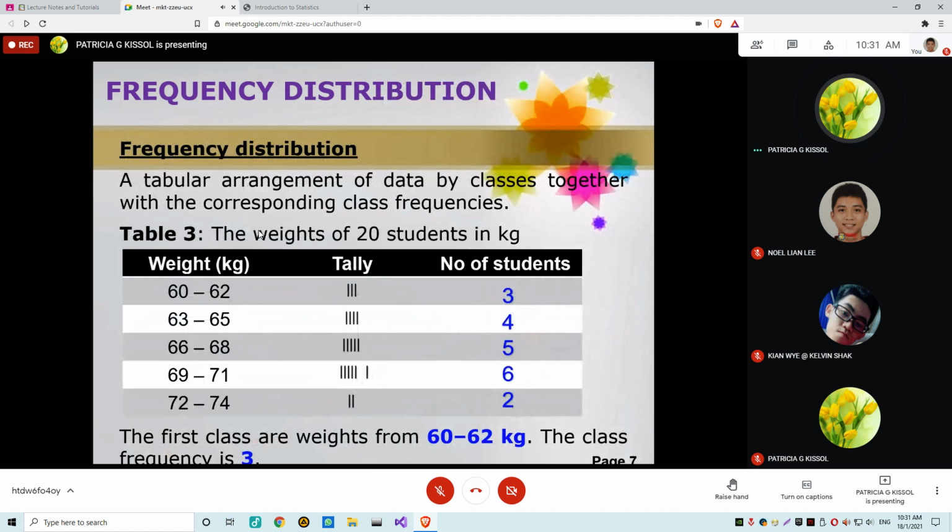So that means here you see the class limit is 60, lower class limit, upper class limit is 62. But when we look here, we have 62 and 63, right? So the class boundary would be 62.5 to 65.5.